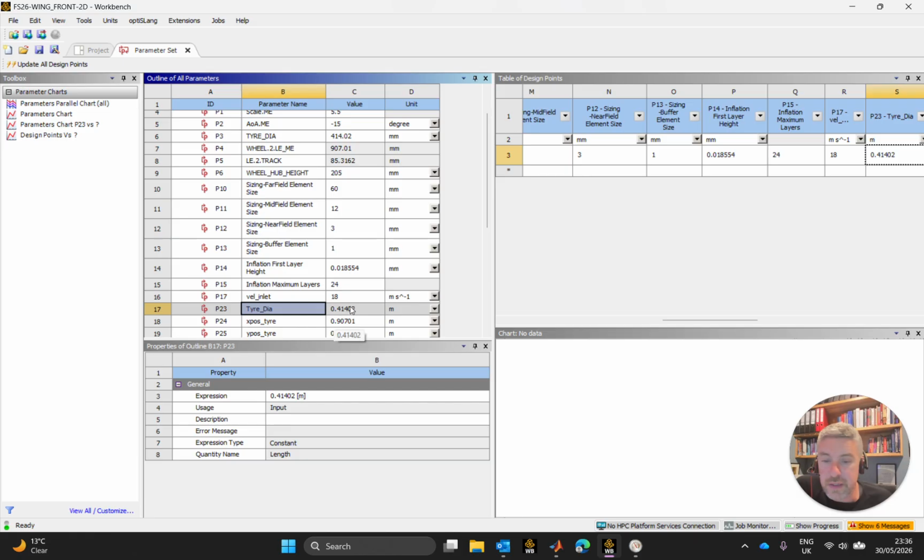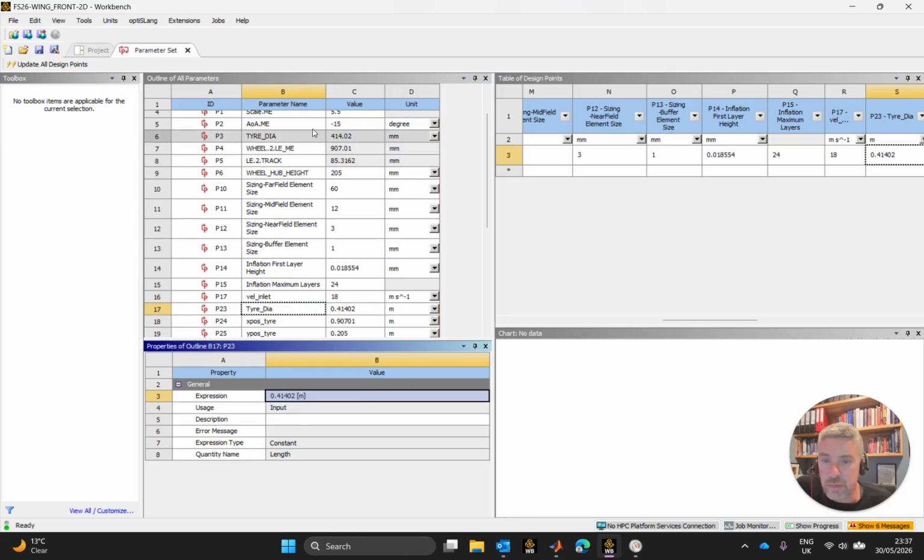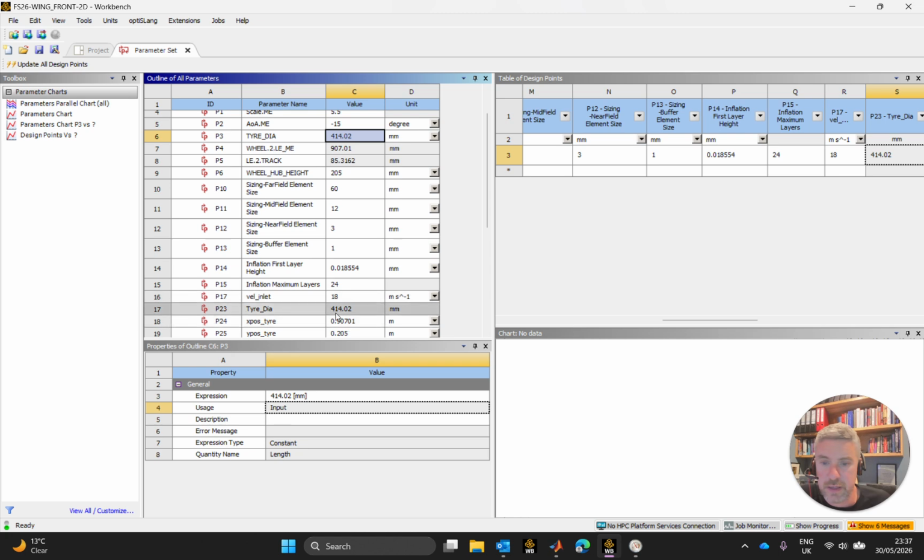Tire diameter I have as 0.41402. Instead of having that there, I'm going to drive that from here, tire diameter P3. So what I should do is be able to put that in as P3. Right, and that's automatically changed that up there into millimeters, as you'll see. So now all I need to do is change my tire diameter there, and it's going to update my tire diameter here. Now, same thing with X position of the tire and Y position of the tire. So my X position of my tire here is P4.